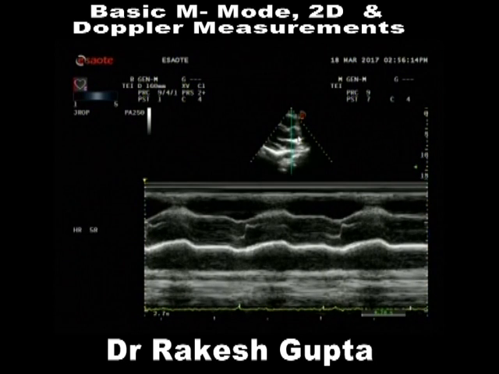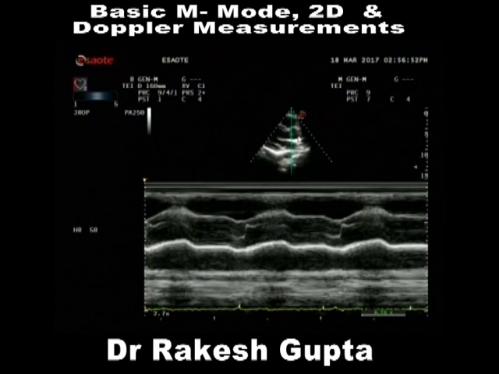So what am I intersecting over here? RV. So this is the RV free wall. This is RV during diastole, and this is systole. Then this is the aorta. This is the right coronary cusp. This is the non-coronary cusp. This is the aorta posterior wall, which is anterior to the LA. So this is LA. Behind the LA, what is the structure? Descending aorta.